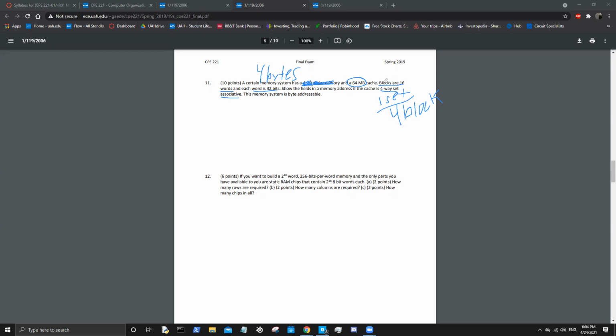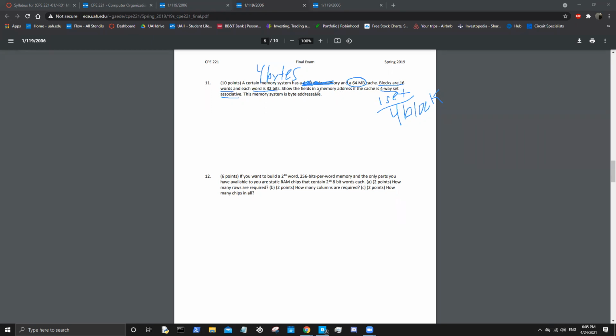So this one varies a lot because you're going to have to do math to figure out how many sets you have and how many blocks you have. Well, no, it tells you how many blocks you have per set. You're going to have to figure out how many sets you have using this information.